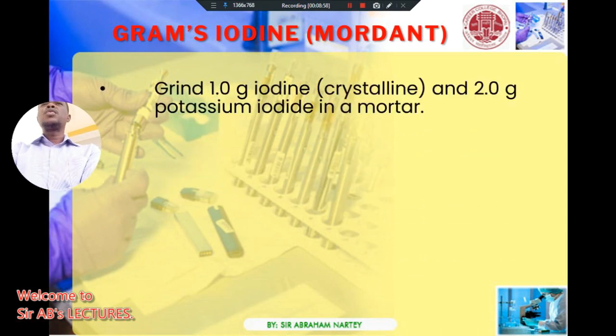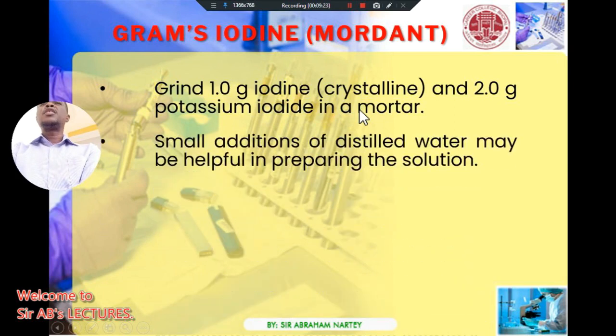And the mordant to use is what? Iodine. Iodine crystals are also in powder form. So you measure only 1 gram of iodine crystals, and you measure 2 grams of potassium iodide. Then these two, you mix them in a mortar. You add a little water. Then you grind, and you see that all of them will dissolve perfectly. Then you put it in a beaker. Adding a small amount of distilled water will be helpful in the preparation.